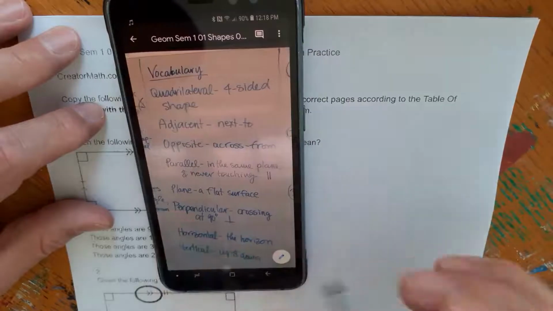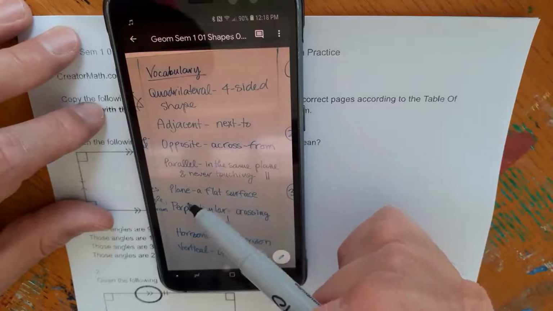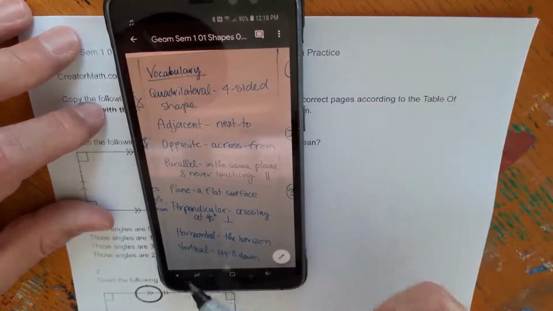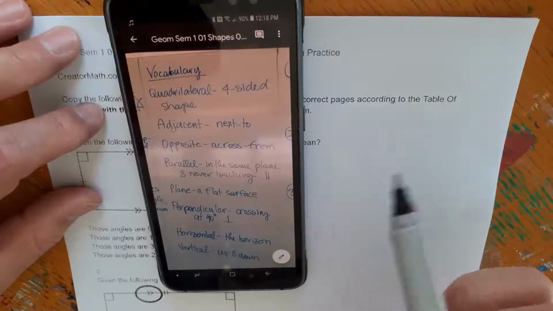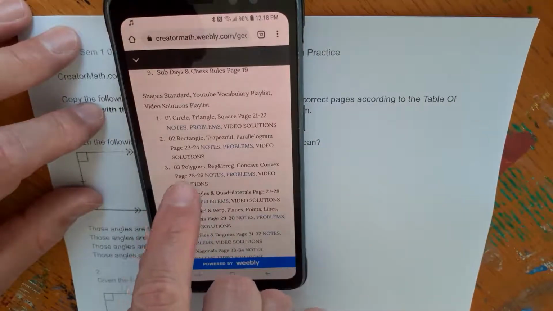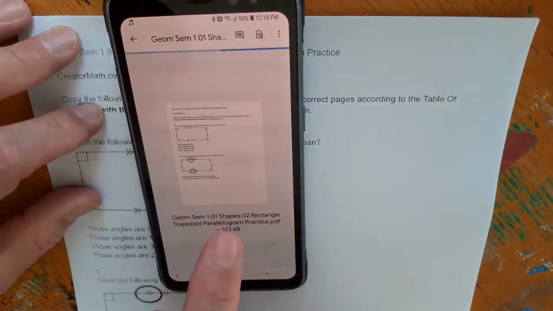It'll talk about vocabulary, what a quadrilateral is, what adjacent means and opposite means in geometry, what a plane is, what perpendicular is, horizontal, vertical, etc. That gets copied into your comp book first on those pages, and then you go and do these problems. Just so you know, there's a copy of these problems. That'll be right here. And once this video is made, you'll see that link there too.